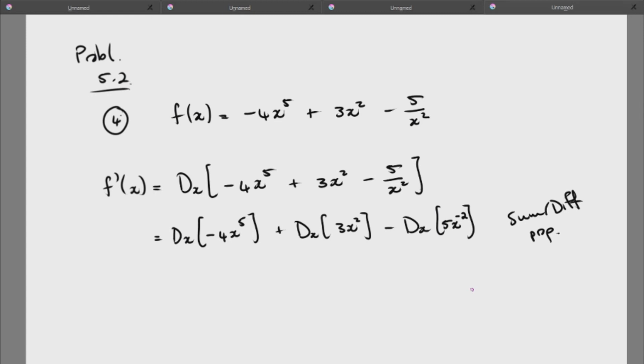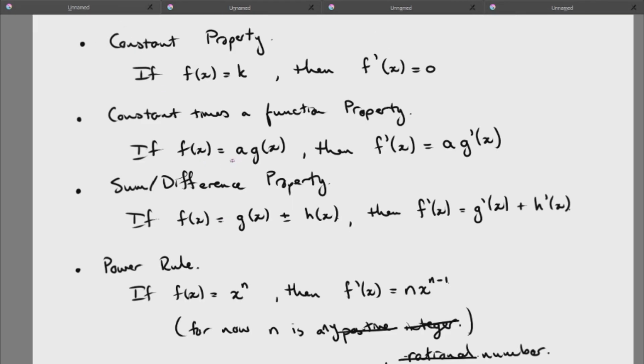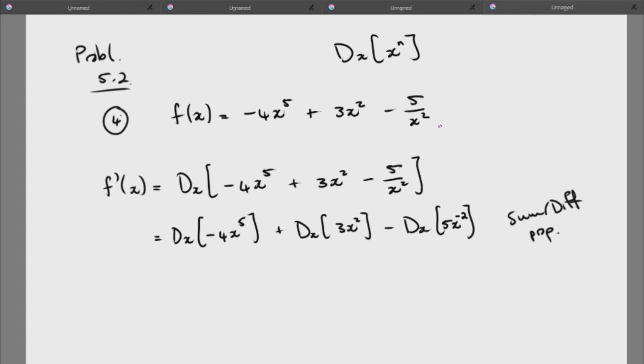I know you want to say the power rule because it's so powerful, but the power rule requires that I have something like this. And it's not ready for that. I have numbers in front, which means I need to address those numbers first before I can isolate the power of x. Let me backtrack on that. So it's the constant times the function property that allows me to write this.